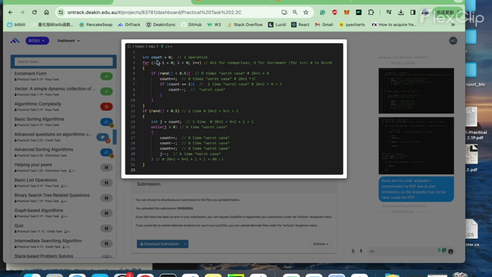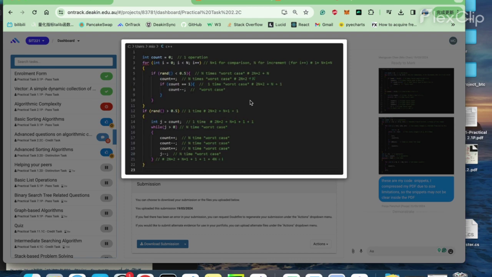The count equal to 0 is one operation, the initialization for the for loop. The i equal to 0 is one operation for the initialization, and comparing i to n is n plus one operations, and the increment here is n operations. The if case is n operations. The if case inside is one operation, and the if case here is one operation, and the assignment here is one operation. The for loop here is n operations, but there are four steps, so it's 4n. In total it's 7n plus 6.